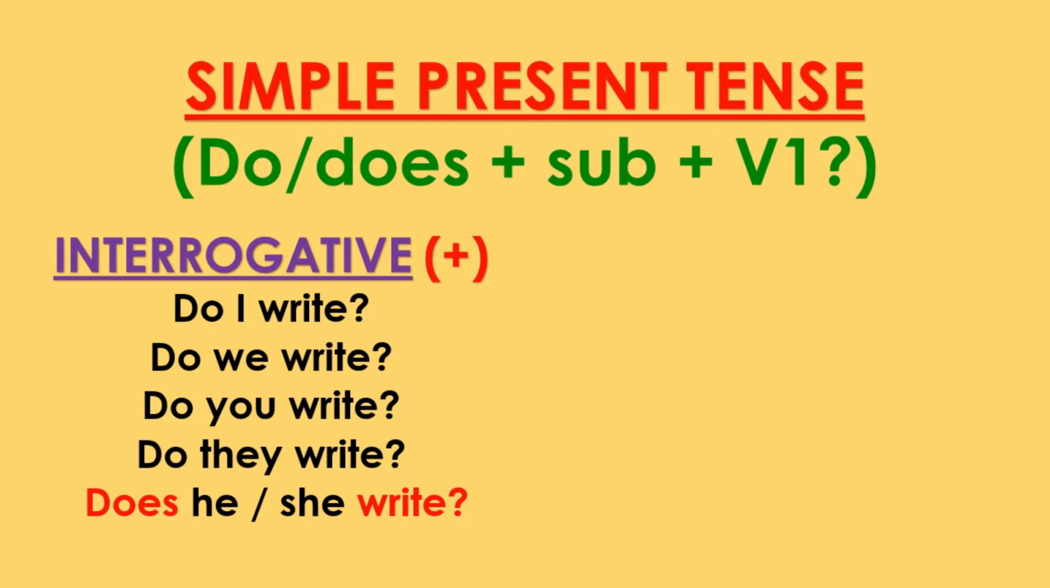But in case of third person singular number, once again like the previous one, it is no longer do, it becomes does. So wherever the subject is third person singular number, we cannot use do, rather we use does. And therefore the sentence has become, does he or she write? Now when we make negative questions, let us see what happens.